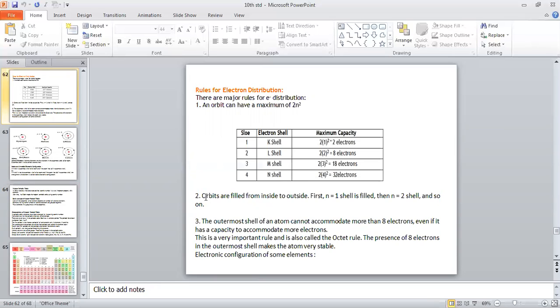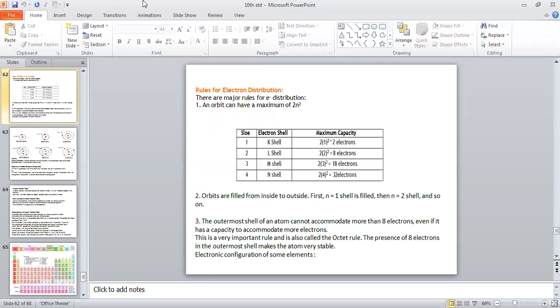Then the second rule is that orbits are filled from inside to outside. So first the inside, that is the first orbit, is filled, then the second orbit, then the third orbit, like this is the order of filling of these electrons from inside to outside. First the n equal to 1 shell is filled, then n equal to 2, and so on.